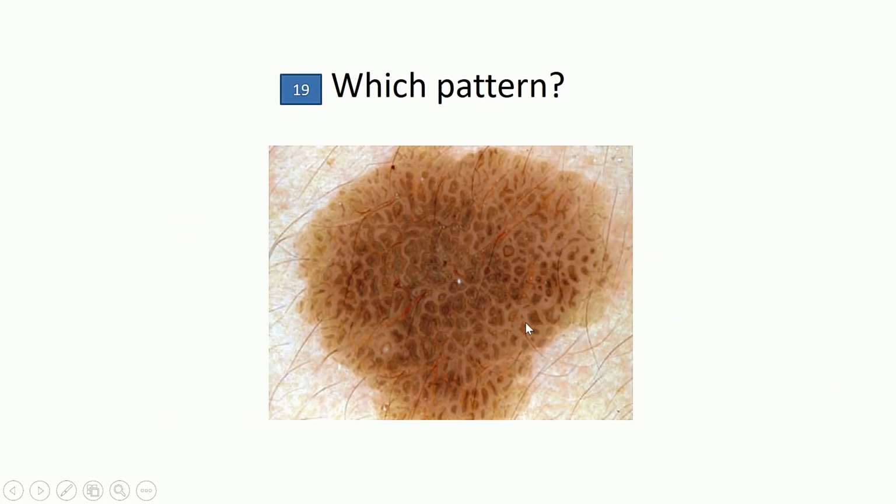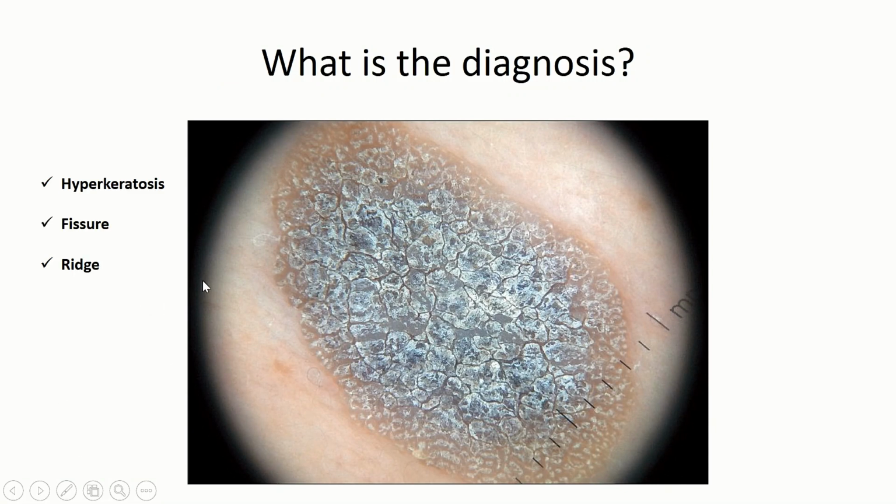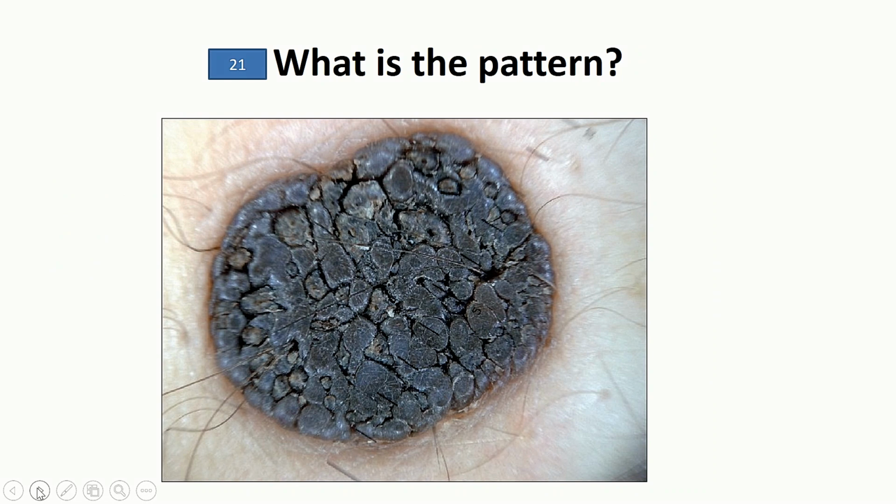This pattern is also indicative of seborrheic keratosis, called brain-like pattern. What's the diagnosis? This is also suggestive of seborrheic keratosis. That is called the hyperkeratosis or fissured pattern. You see here fissure-like structure and ridge-like structure.